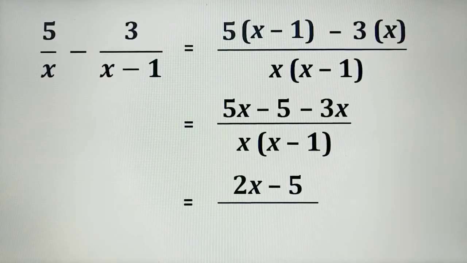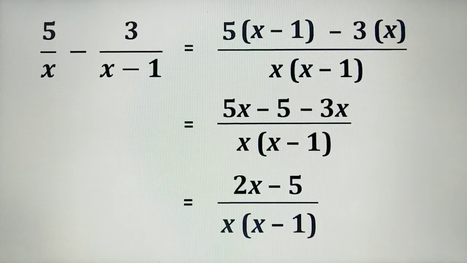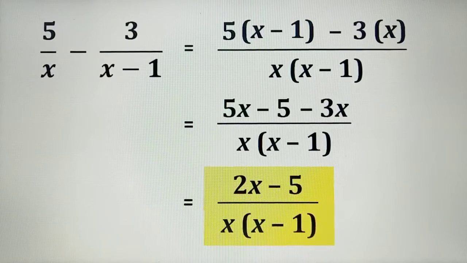All over x times x minus 1. As you can see, the numerator and denominator have no common factor. So that means this is the difference of the two rational algebraic expressions: 2x minus 5 all over x times x minus 1. This is the answer where the denominator is in factored form.